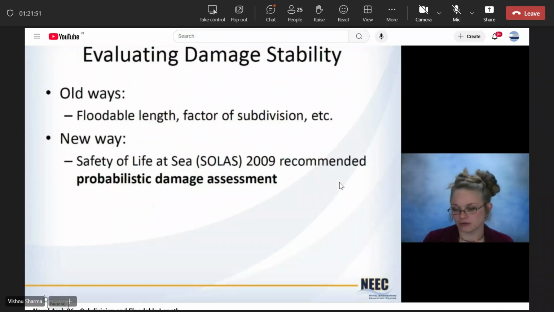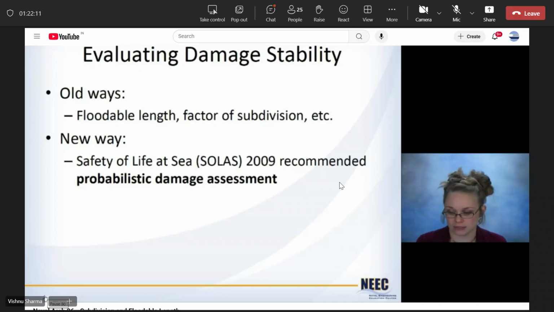So this calculation with the floodable length, and there's also a factor of subdivision, which is kind of like a safety factor, is an older way of doing it. And you can still do it, and it's actually not a bad way of just sort of checking things, right? Okay, does this make sense? But it can't capture a lot of things about ships that we know happen.